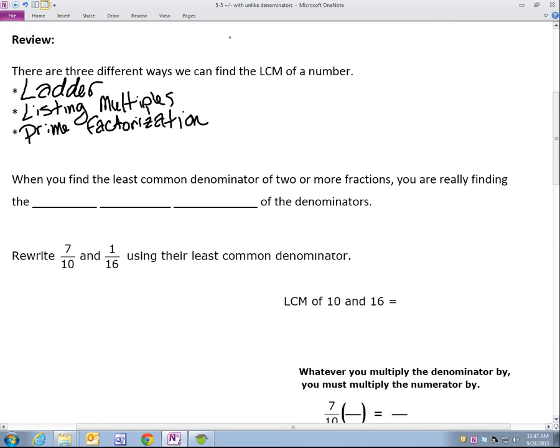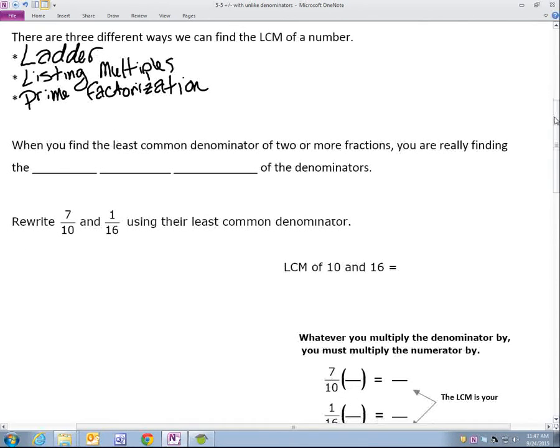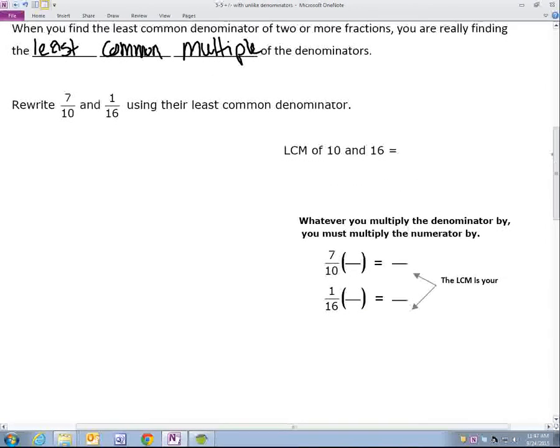When you find the least common denominator of 2 or more fractions, you're really finding the least common multiple. You actually find the least common multiple of the denominators. So, more review of what we had on the test from last week. Finding the least common denominator. So we're going to find the least common multiple of those two numbers.